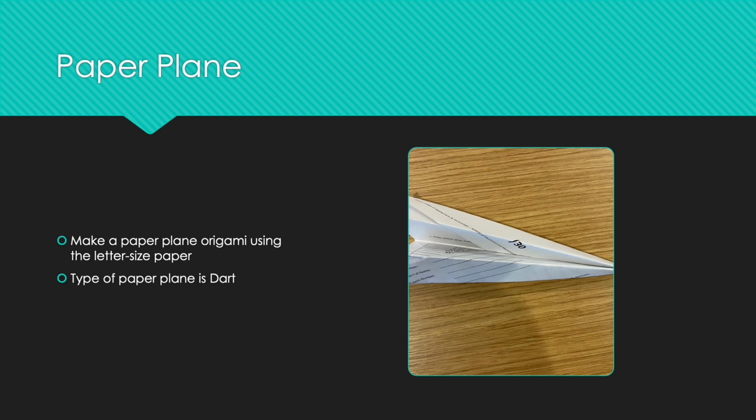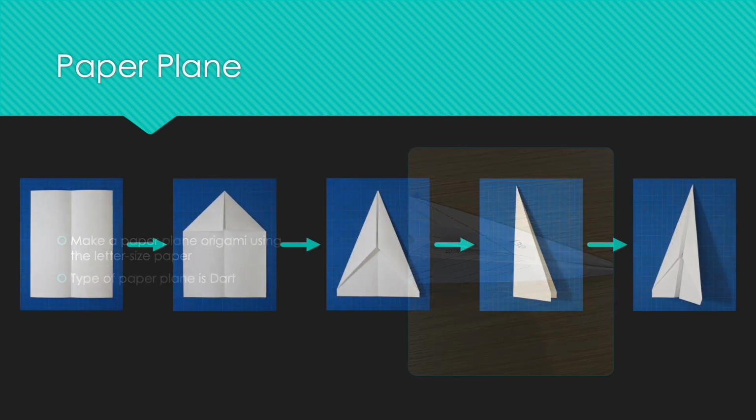Then we can start to make our paper plane. To make the paper plane origami, we will use the letter size paper, and the type of the paper plane is dart. In case you don't know how to make a basic dart, these are the steps to follow.